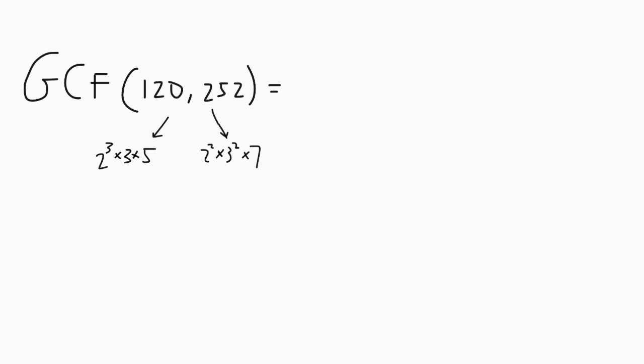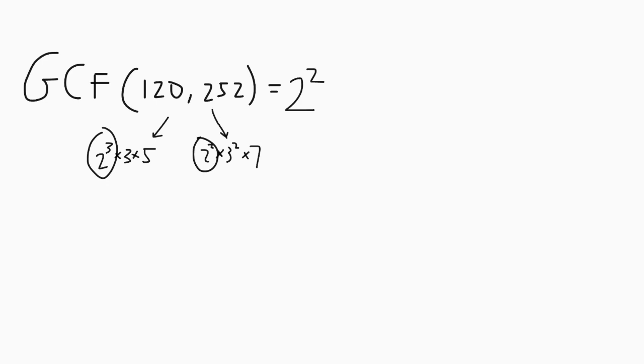Now, to find the greatest common factor, we need to look at each prime separately. So the primes of 120 are 2, 3, and 5, and the primes of 252 are 2, 3, and 7. Let's look at the prime 2 first. As we can see, both 120 and 252 have a power of 2 in it. 120 contains the third power of 2, and 252 contains the second power of 2. We take the lower power, which is 2 squared in this case, and then we put it as part of our product in the GCF.